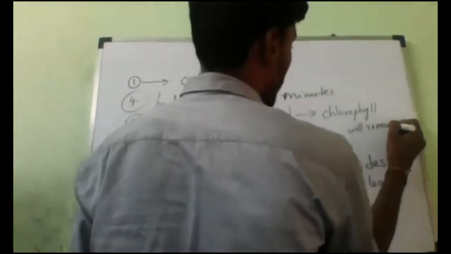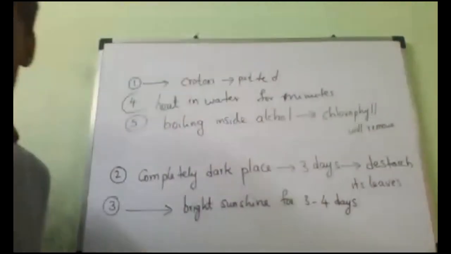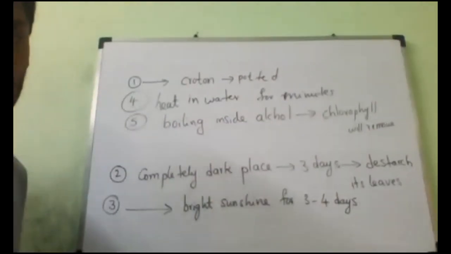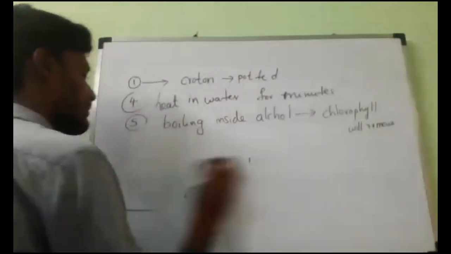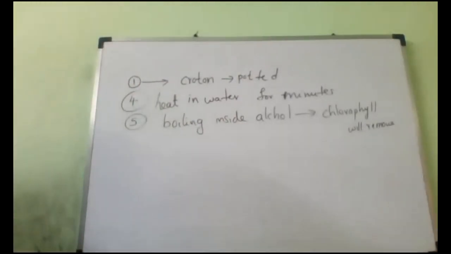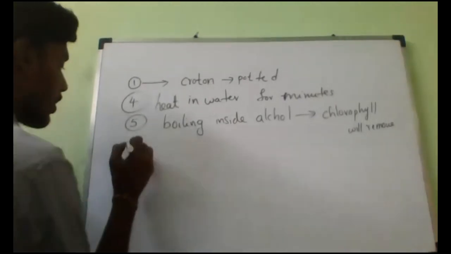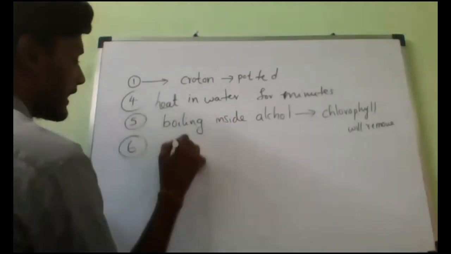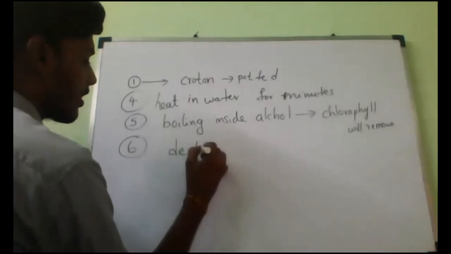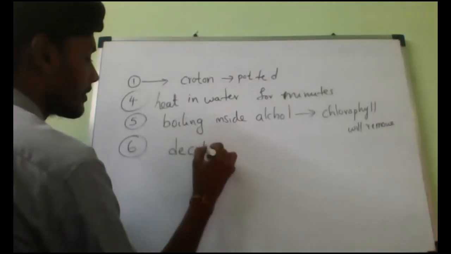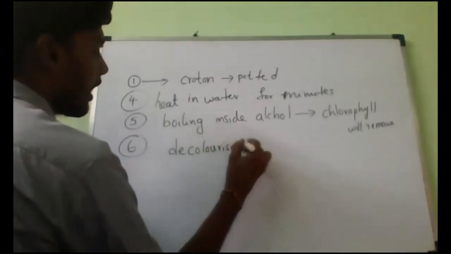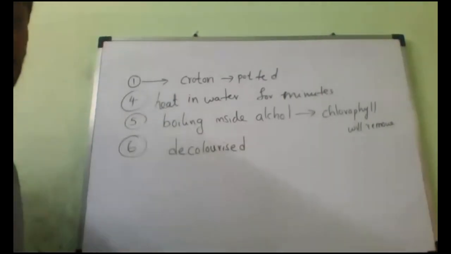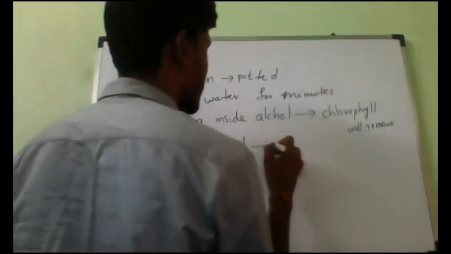Chlorophyll will be removed. So what will happen? The complete leaf will turn into what? White color, sir. Colorless, decolorized. Understand? So the complete leaf will be decolorized. Is it yes or no? Yes, sir. And because of the green pigment, the alcohol is turned into which color?